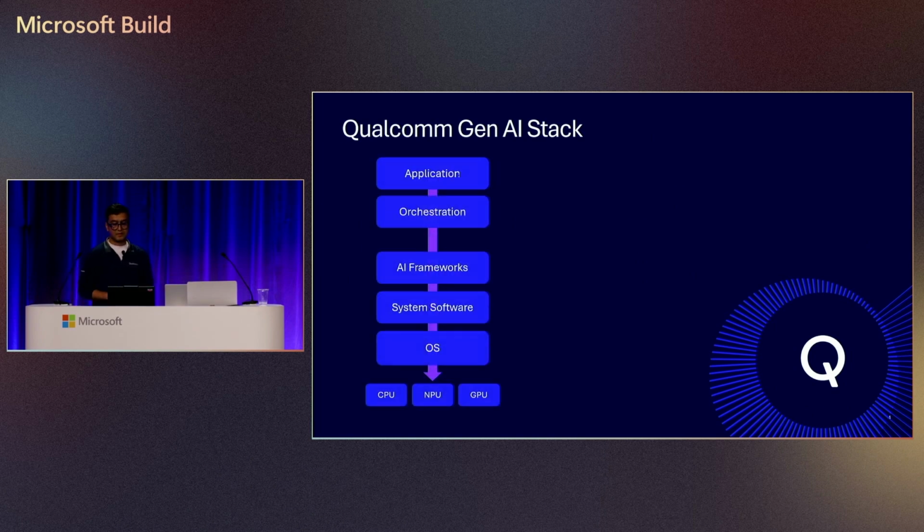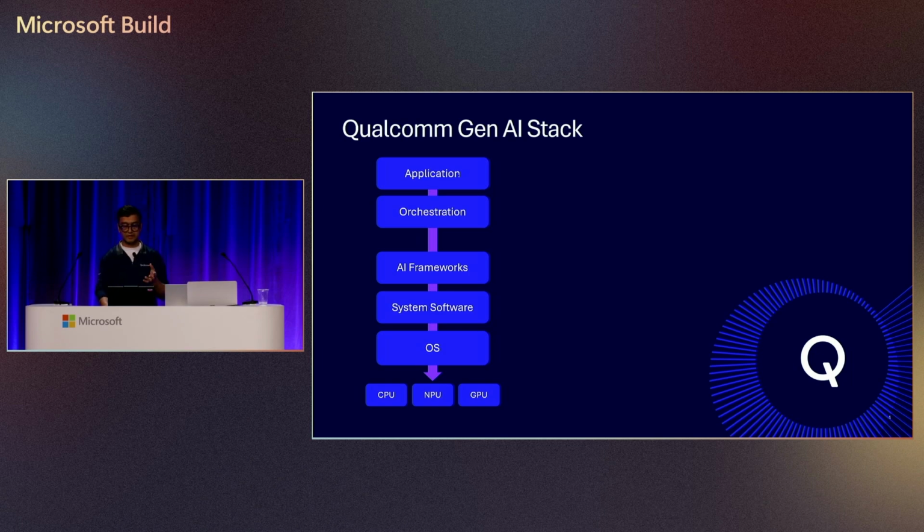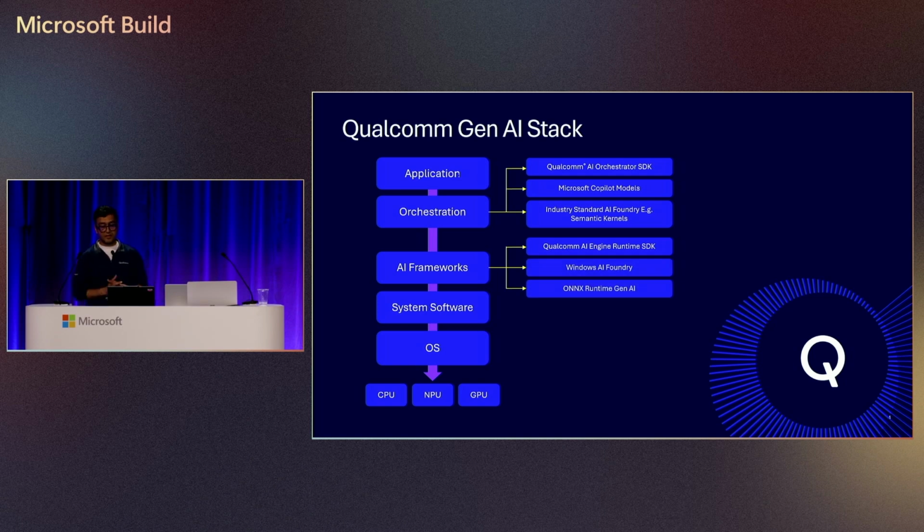Let's look at Qualcomm's generative AI stack. Traditionally, generative AI stacks leverage the NPU via a proprietary software stack from a particular vendor. In Qualcomm's generative AI stack, we have closely integrated with industry standard Orchestrator and different AI frameworks. The Orchestrator layer basically helps develop agentic AI use cases. Qualcomm has its own offering of the Orchestrator SDK. We have also worked closely with Microsoft to enable users and applications to access the Copilot models that run locally on your NPU.